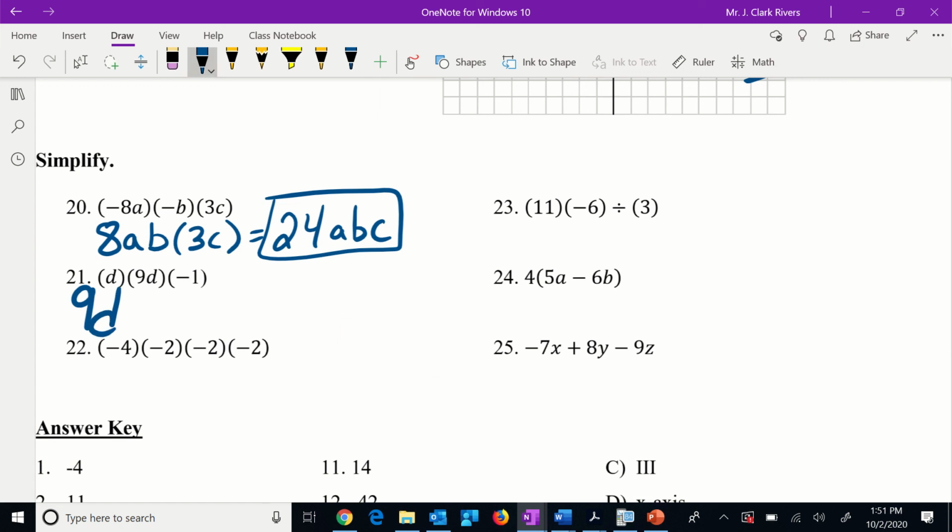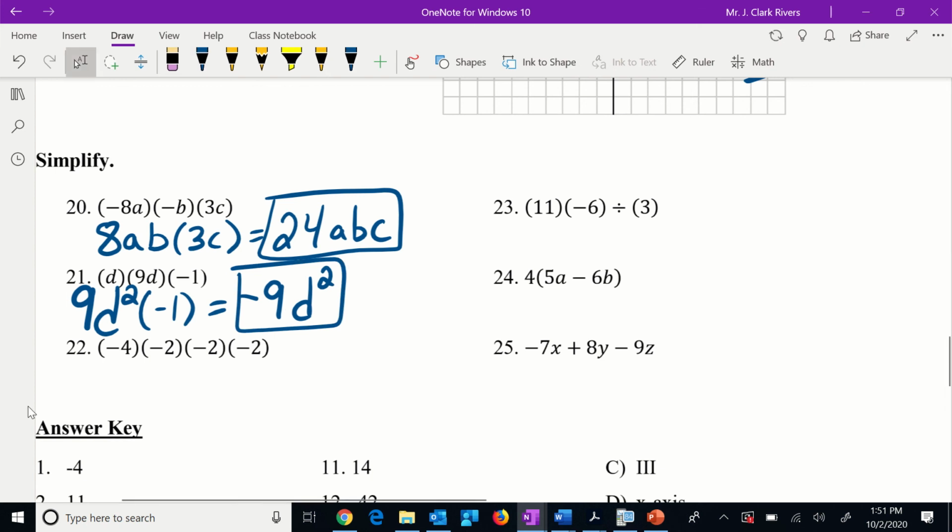So d squared. Multiply that by -1. What's positive 9 multiplied by -1? A positive multiplied by a negative is a negative, so -9d squared. There we go. Number 22.